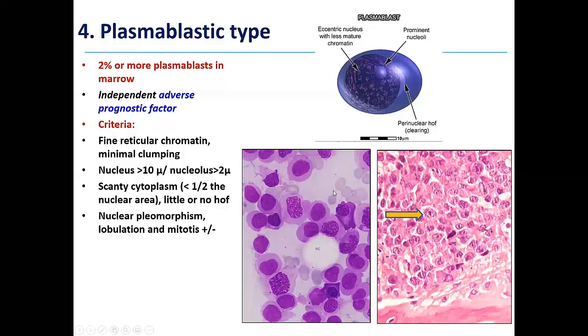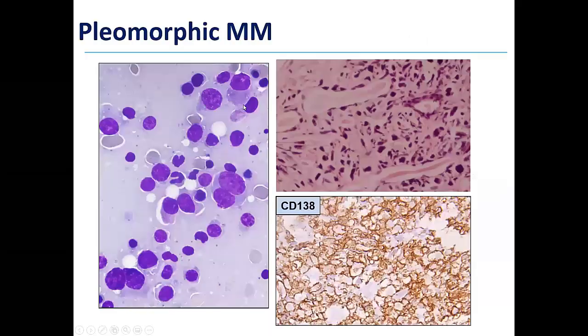It is a plasmablastic type of myeloma. The moment you do CD138, it comes positive. You do kappa lambda, these are clonal, and then we diagnose it as a case of multiple myeloma, plasmablastic type. Now, GRIP says that in a bone marrow aspirate or in a biopsy, if you find more than 2% plasmablasts in the marrow, say 5%, 10%, that means the prognosis becomes adverse, and it is an independent adverse prognostic factor of plasmablastic type.